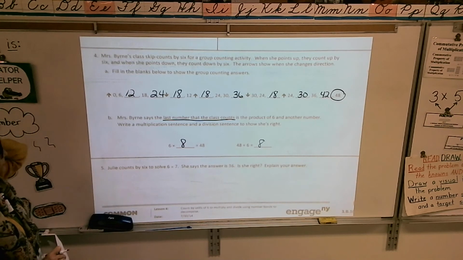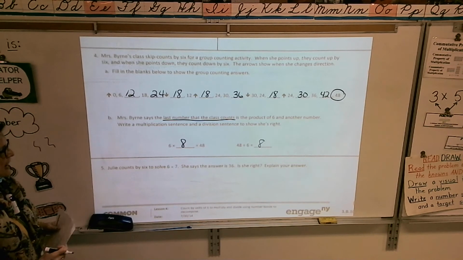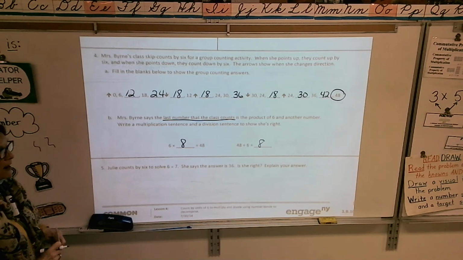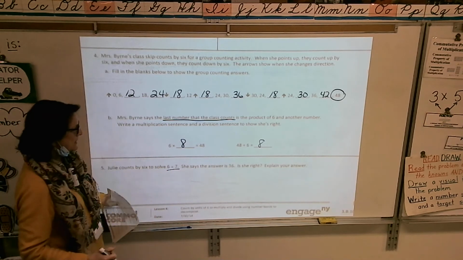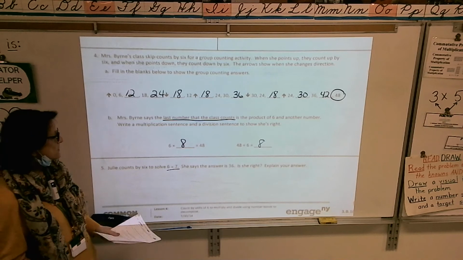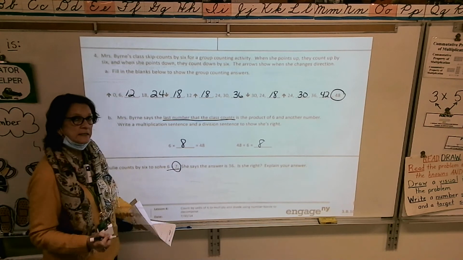Okay? And then the very last one is having us think a little bit. It's a word problem. Julie counts by 6 to solve 6 times 7. She says the answer is 36. Is she right? Explain your answer. Well, she's solving 6 times 7, and she's counting by 6. So how many 6s do we have to count? We have to count 7 6s.